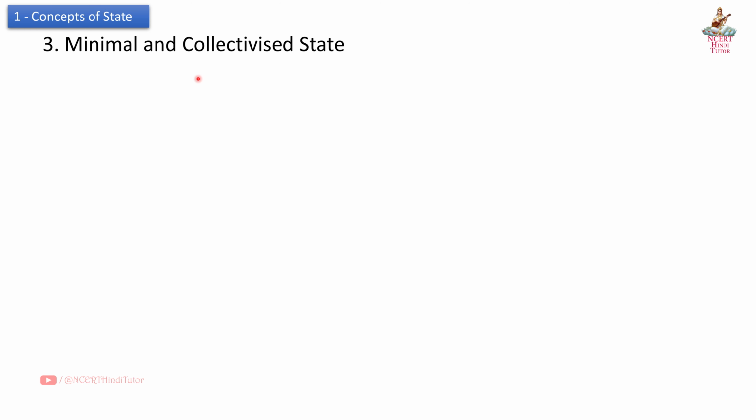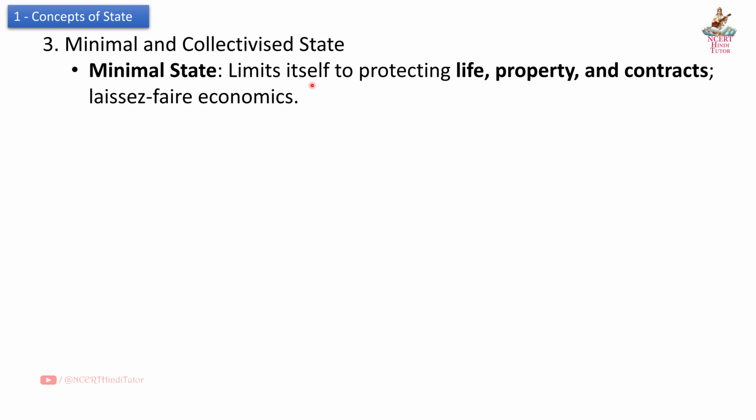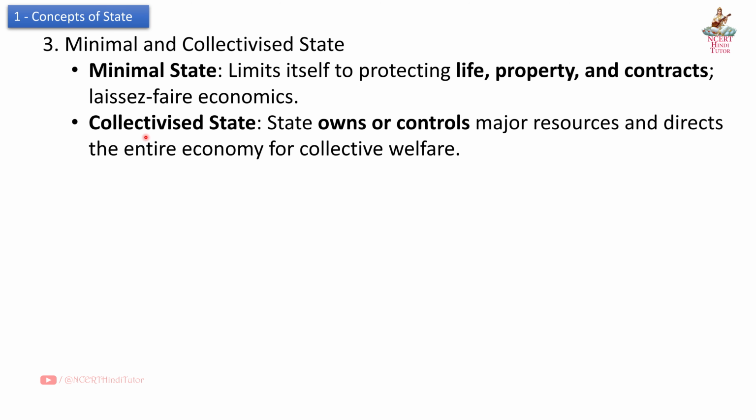Third, minimal and collectivized state. Minimal state limits itself to protecting life, property, and contracts, following laissez-faire economics. Collectivized state: the state owns or controls major resources and directs the entire economy for collective welfare.